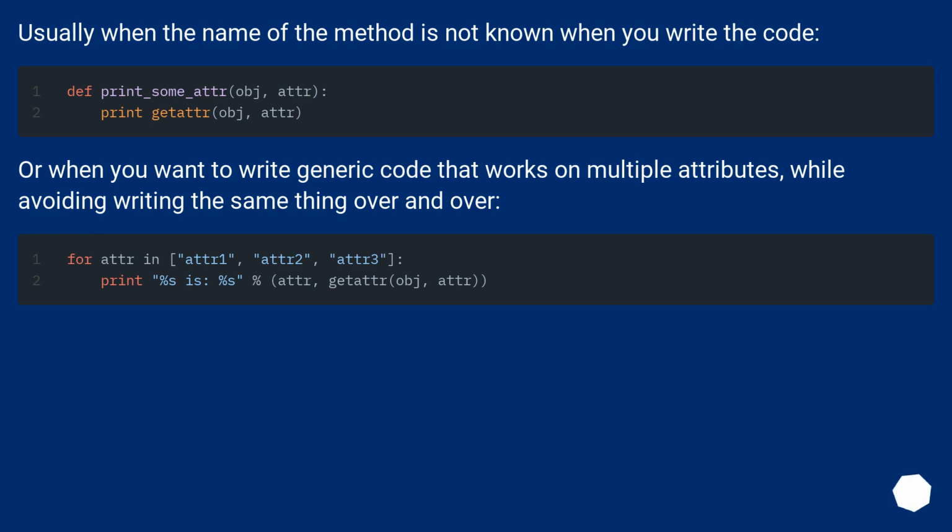Usually when the name of the method is not known when you write the code, or when you want to write generic code that works on multiple attributes, while avoiding writing the same thing over and over.